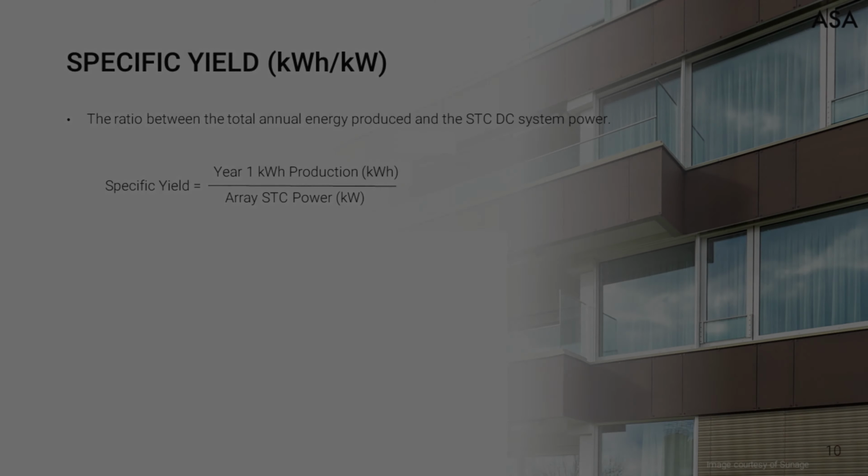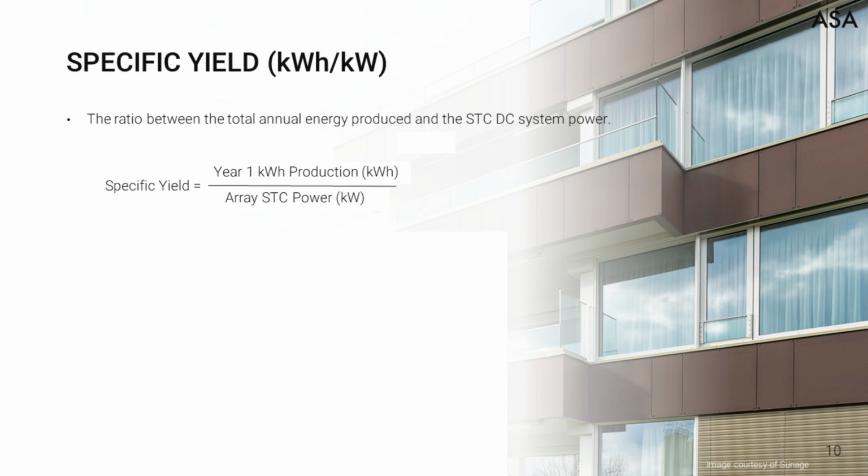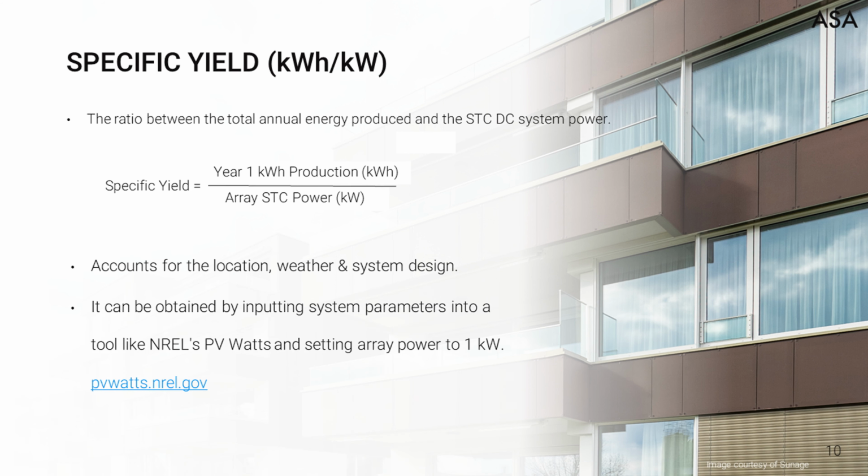When analyzing one architectural surface versus another, the most valuable performance metric available to us is specific yield. Specific yield is the ratio between the total annual energy produced by a solar system and the STC DC system power. Specific yield accounts for a site's location, typical weather, and the system design parameters. It can be attained by inputting system parameters into a tool like NREL's PV Watts, setting array power to 1 kilowatt. This is such a valuable performance metric because it can be quickly analyzed for each of a building's potential surfaces.